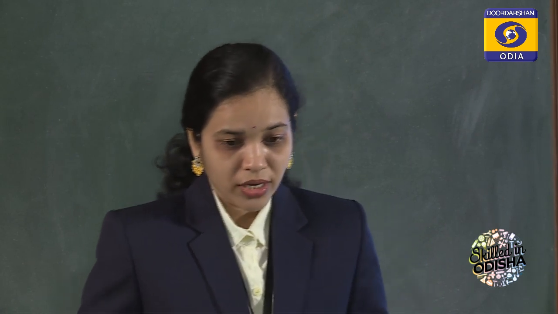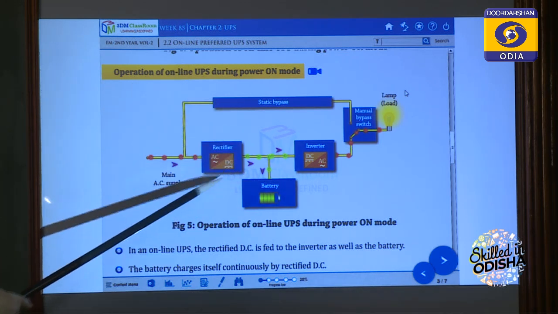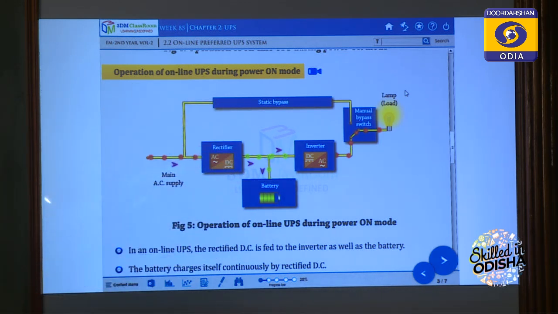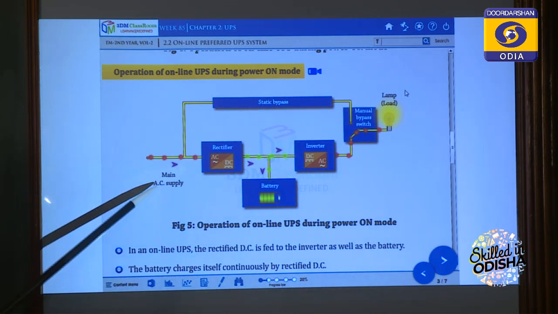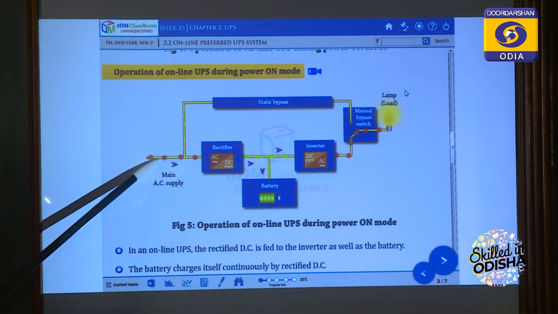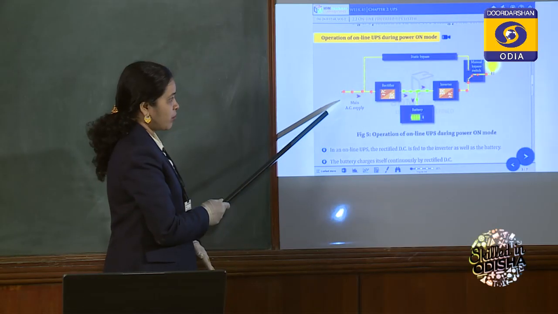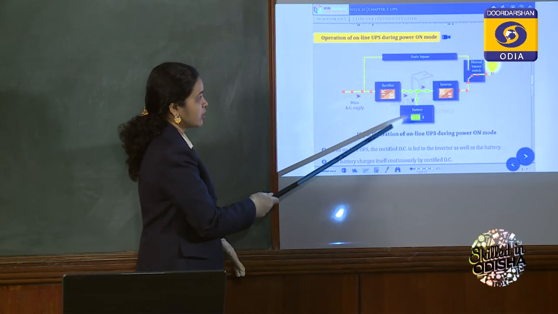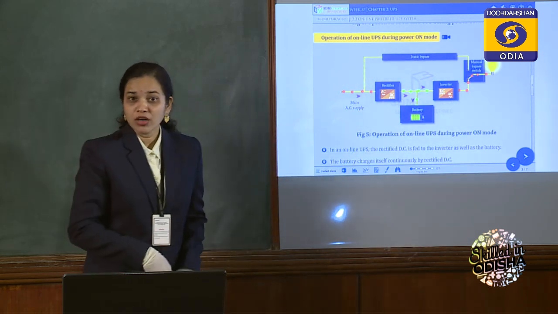First, online UPS. There are three modes in online UPS. First is power on mode. In power on mode, the main supply is on, and our load draws AC from the main supply. The main supply flows through the rectifier and inverter and through the load. This is power on mode.